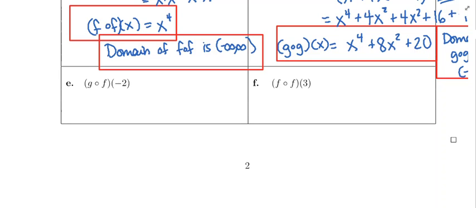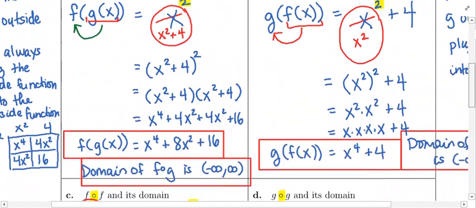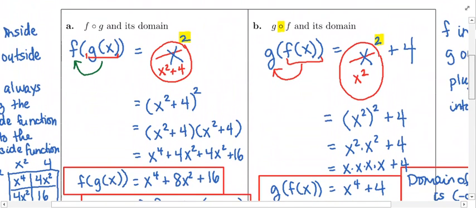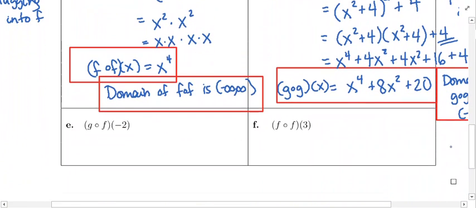In example E, we're asked to compute g of f of -2. If you read this, we need to look at the function g of f, and remember, it's a new function. We just formed it above. If you go back and scroll up, we formed it back in part B. We found g of f. We know the new function is x to the fourth plus 4, and we need to plug in -2 to that function. So let me go ahead and write this down.